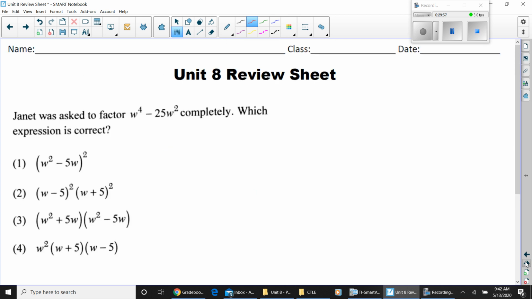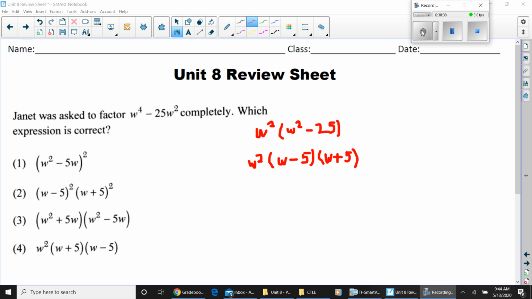All right, so Janet was asked to factor w to the fourth minus 25w squared. It says which expression is correct, so it's looking for the correct one. So you could go right ahead and try to do this. It says factor completely, so that means it's probably going to have 2 steps. Go ahead, look for the greatest common factor first, and then factor it beyond that. Press pause and try it now.